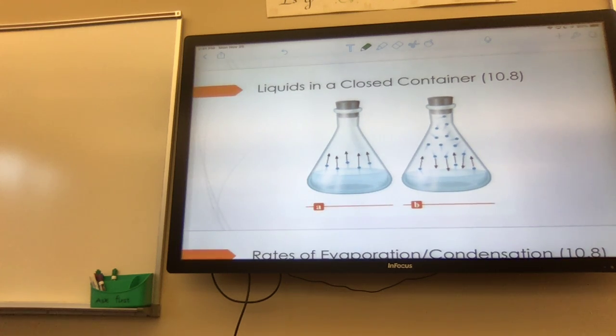I want to do one more slide, because this goes with vaporization. When you have liquids in a closed container, when you first put the lid on, there's some initial vaporization. I mean, there's always vaporization. But when you're talking about vapor pressure, there's some initial vaporization.